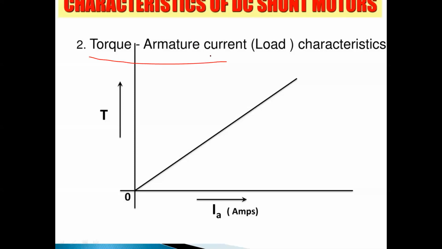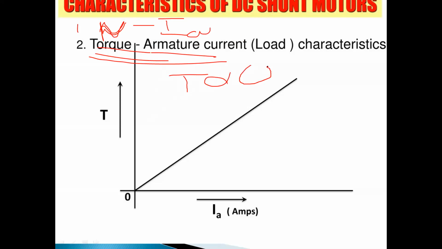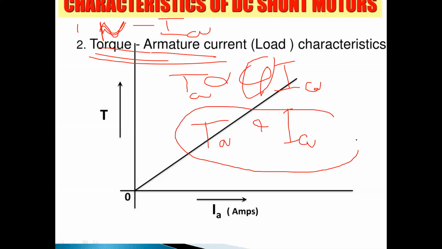Next, the same shunt motor: torque versus armature current characteristics. Before, we discussed speed and armature current; here we discuss torque and armature current. We know that torque is proportional to flux and armature current. For a shunt motor, flux is constant. Therefore, torque is proportional to armature current only.